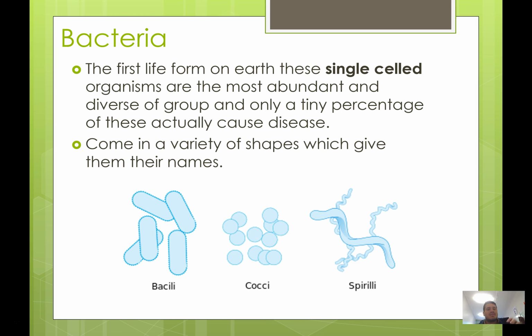For example, bacilli, I think of a baton, which is like a rod. They're these kind of rod-shaped bacteria. Cocci, I think of coconuts, because they look like coconuts. And spirilla, I think of spirals. They're just three different types of bacteria, and we name them, for example, meningococcus.